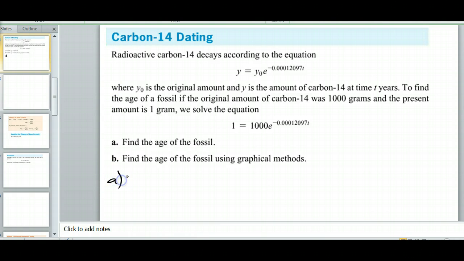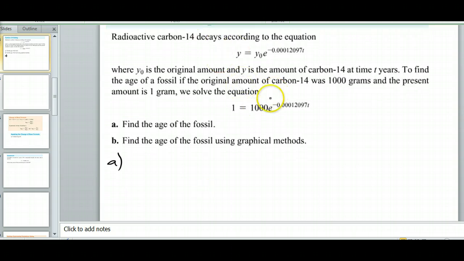So the first thing I want to do again is isolate the exponential part. So the exponential part, the part that has the variable exponent, is this. So we want to get this by itself. So the way we're going to start is to divide both sides by 1,000 to get rid of that 1,000. Alright, so I get 1 over 1,000, or 1/1,000th, is equal to e to the negative 0.0001297 t.